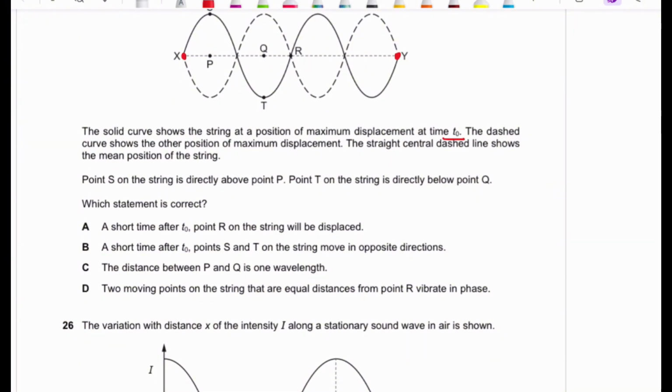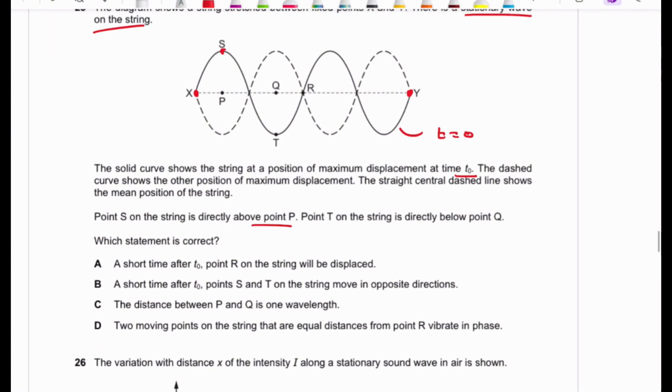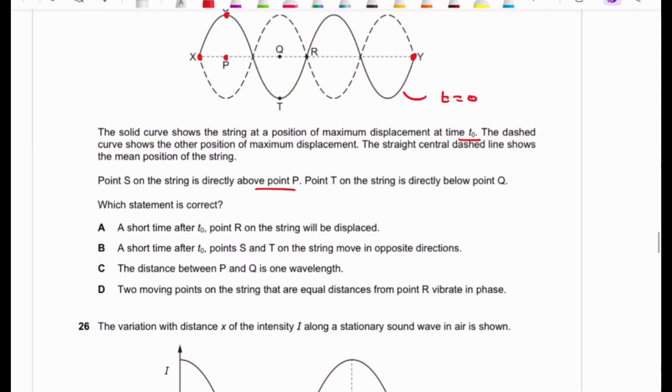So this is actually when time t is equal to 0. The dashed line shows the other positions of maximum displacement, okay? The straight center line shows the mean position of the string. Point S is directly above point P. So point S here, directly above point P, okay? Point T is directly below point Q.